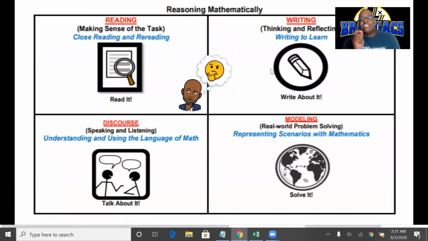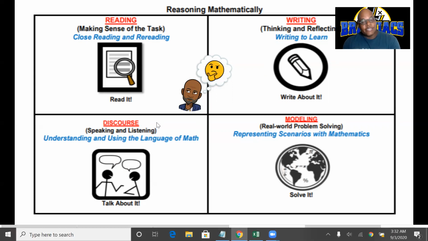So when we talk about reasoning mathematically, what we're thinking about is reading, which is what we did the first part of the 3-read protocol, where we make sense of the task by reading and making sure we understand the task. Then possibly we begin doing the second phase, which is writing. That's thinking and reflecting. So we begin to write about it, to write out our questions, to write out our thinking, to write out our answers. The third way is through discourse. What's discourse? That's conversation. So speaking and listening.